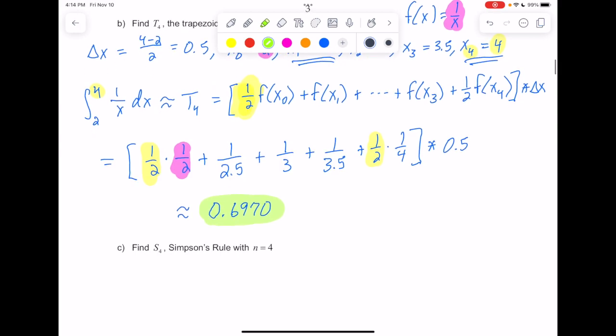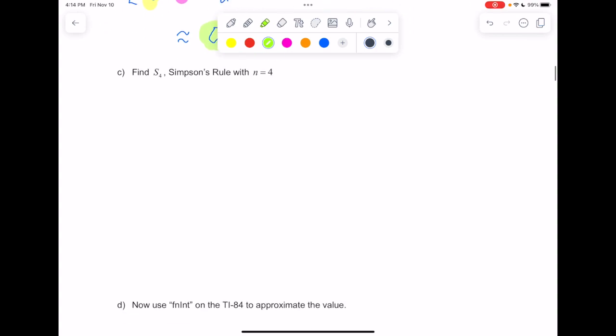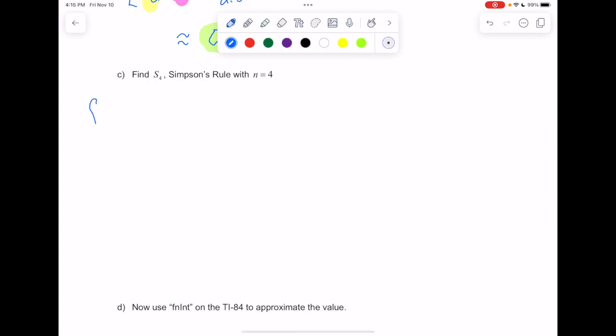All right, so we've seen midpoint at 4. We've seen trapezoid at 4. Let's go look at Simpson's rule with 4 now. So the delta x, the x0 through x4, the f of x, they're all the same as above. So instead of writing those down, I'm just going to jump right into the formula on this one. So we're trying to find the definite integral from 2 to 4 of 1 over x dx. This time we're going to approximate that by using Simpson's rule 4, so that will be S4.